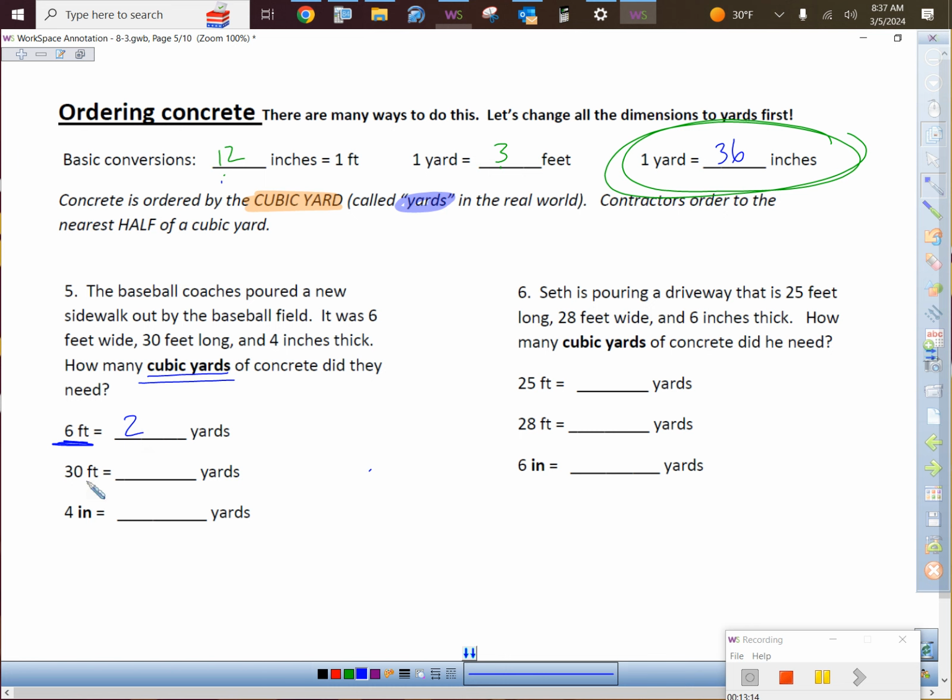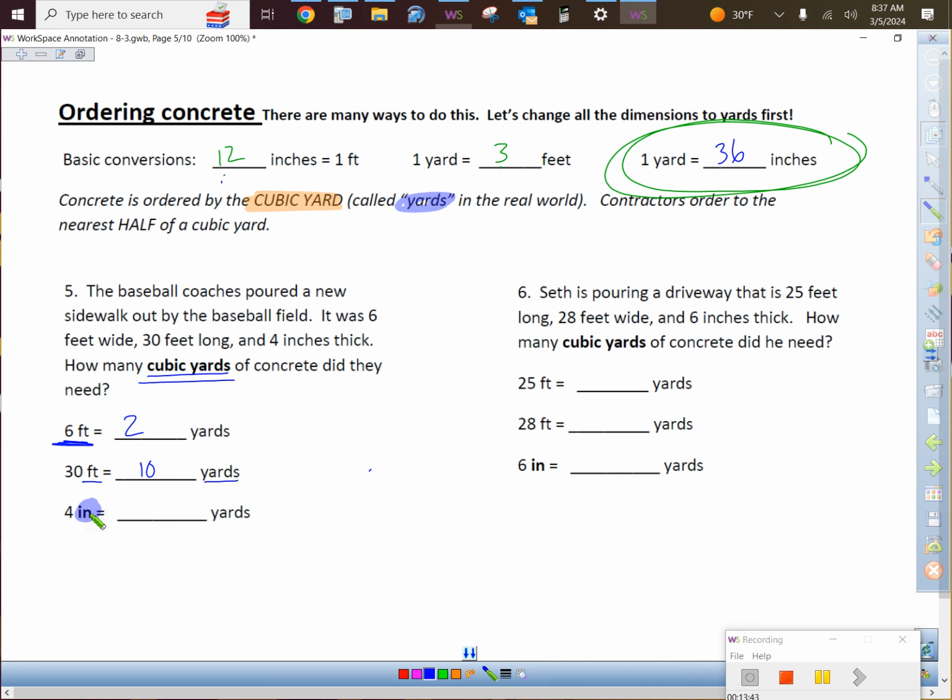30 feet, same situation. Aren't we going from feet to yards? How do we convert? Multiply or divide by what? Divide by 3. What do you got? 10 yards. But here's the kicker. That is in inches. Do you know how many inches are in a yard? 36 inches are in a yard. We are going to a bigger unit. Doesn't this number have to get smaller in that case? How do you make it smaller?